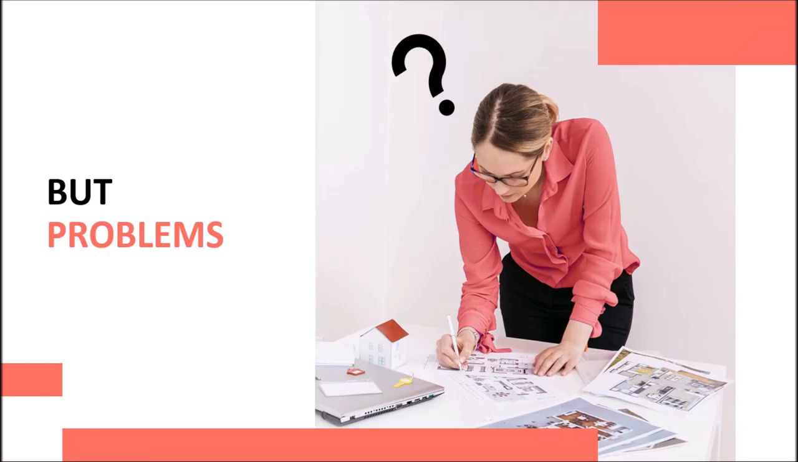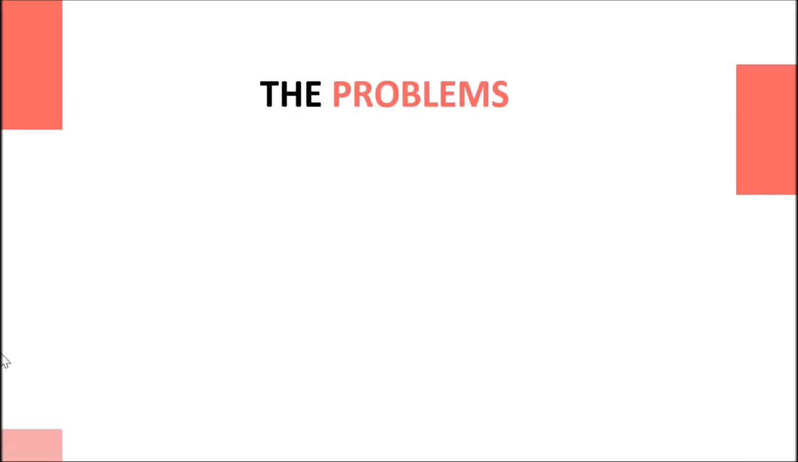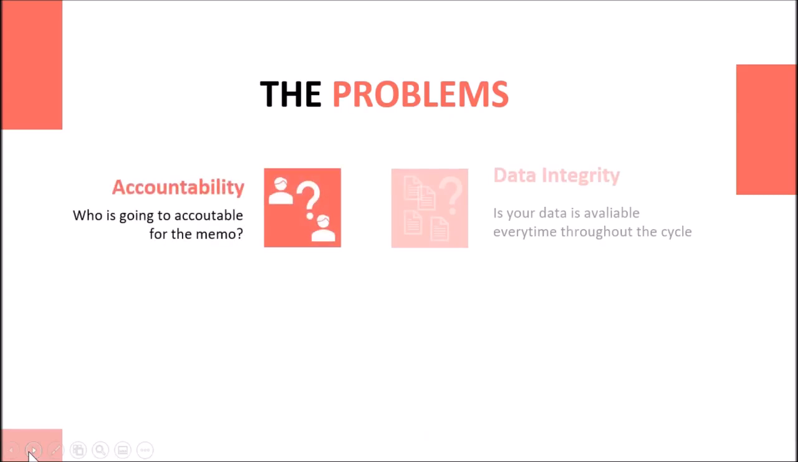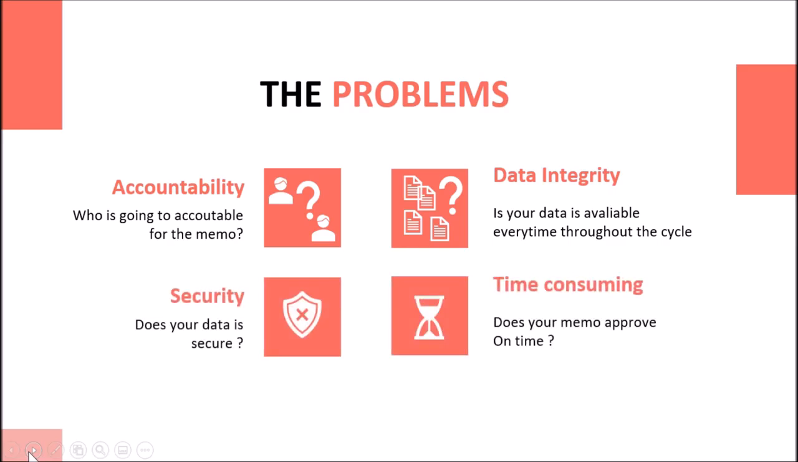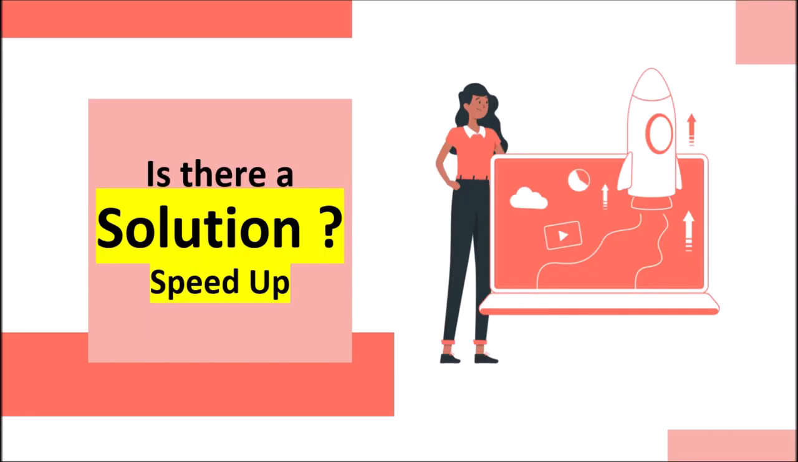But these methods will create many problems, especially when you are a big organization with thousands of memos. As an example, there will be issues regarding accountability, data integrity, and security. Also, this process will consume a considerable amount of time. Is there any solution for these problems to approve my memo on time with a speed-up process?